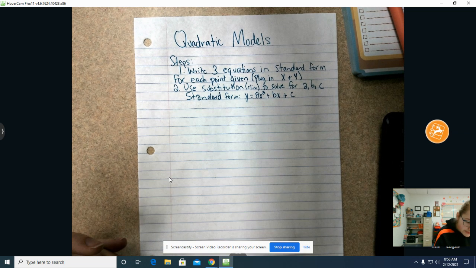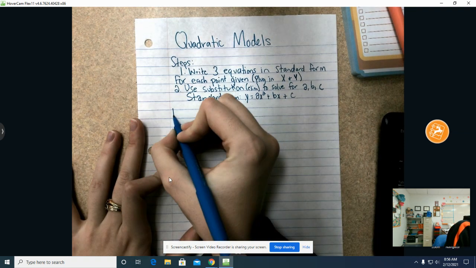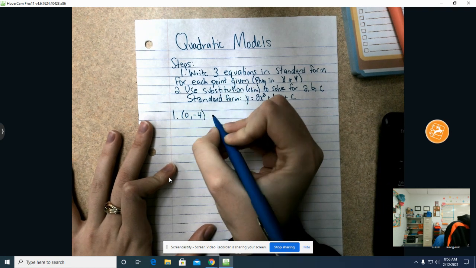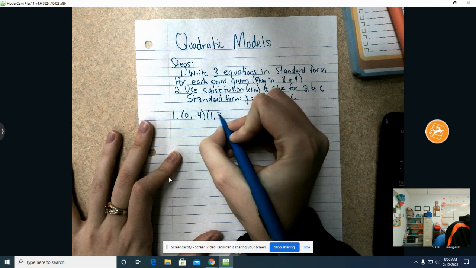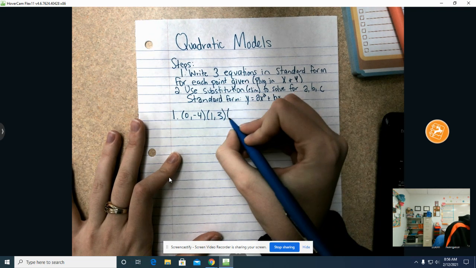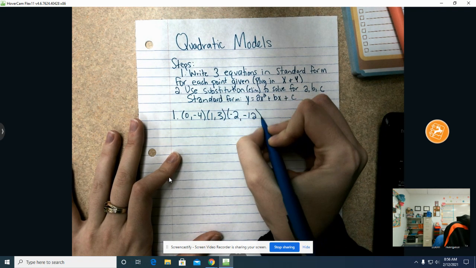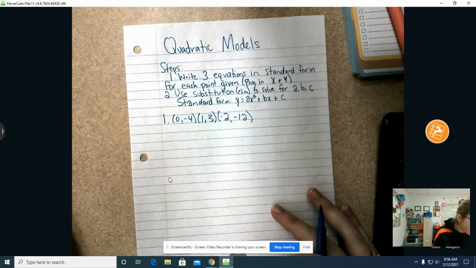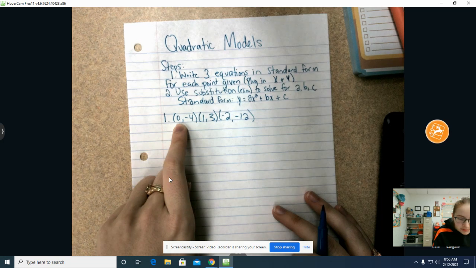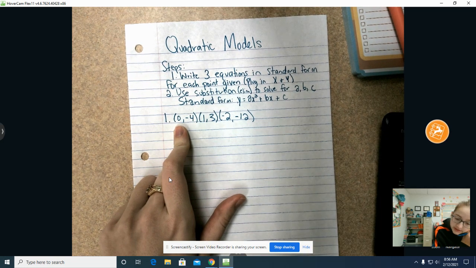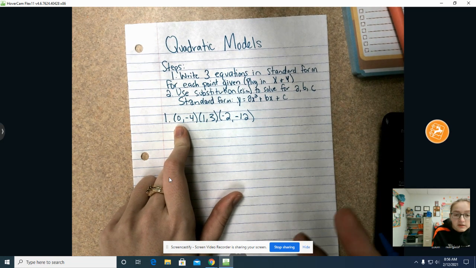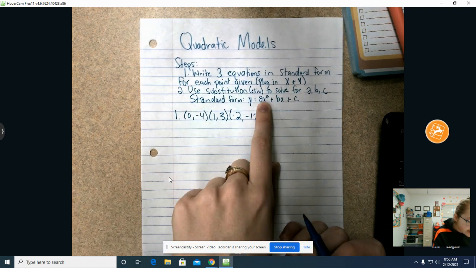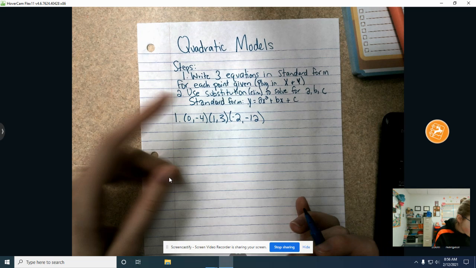All right, so let's say we want to write an equation from the following points. We're given (0, -4), (1, 3), and (-2, -12). So what we're going to do is plug in what we know. We'll start with our first coordinate point. It doesn't really matter which one you start with, but it's easier to start with the first one. We're going to plug what we know into this equation. So we know our y and we know our x.